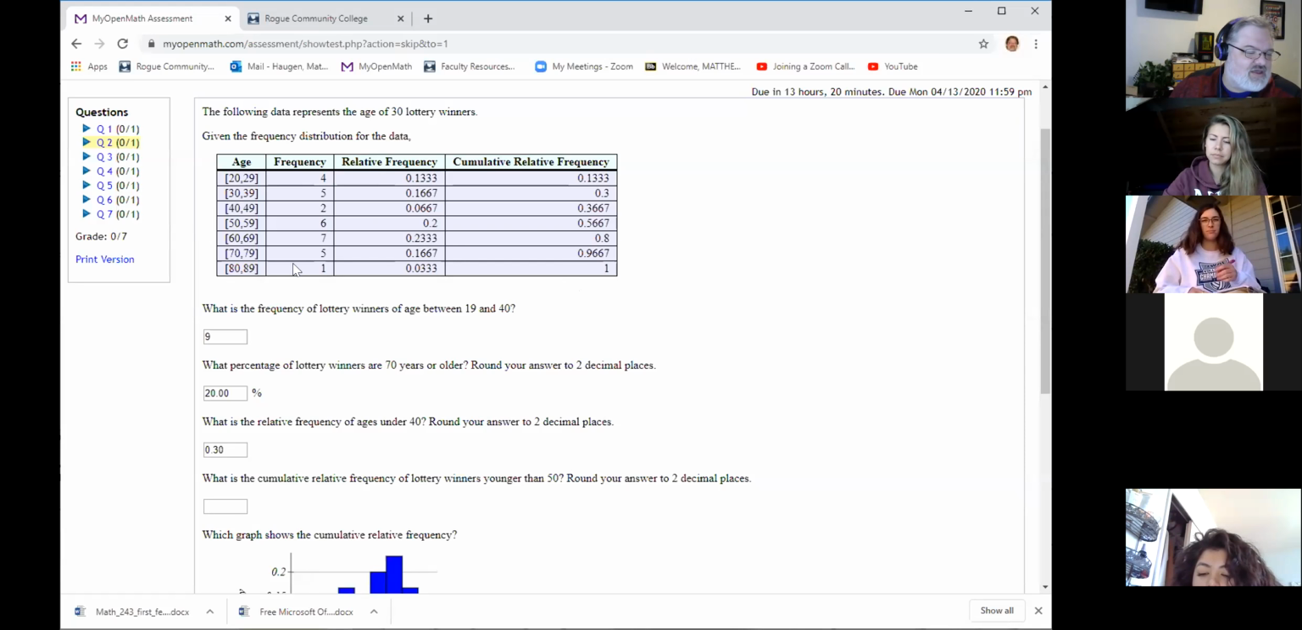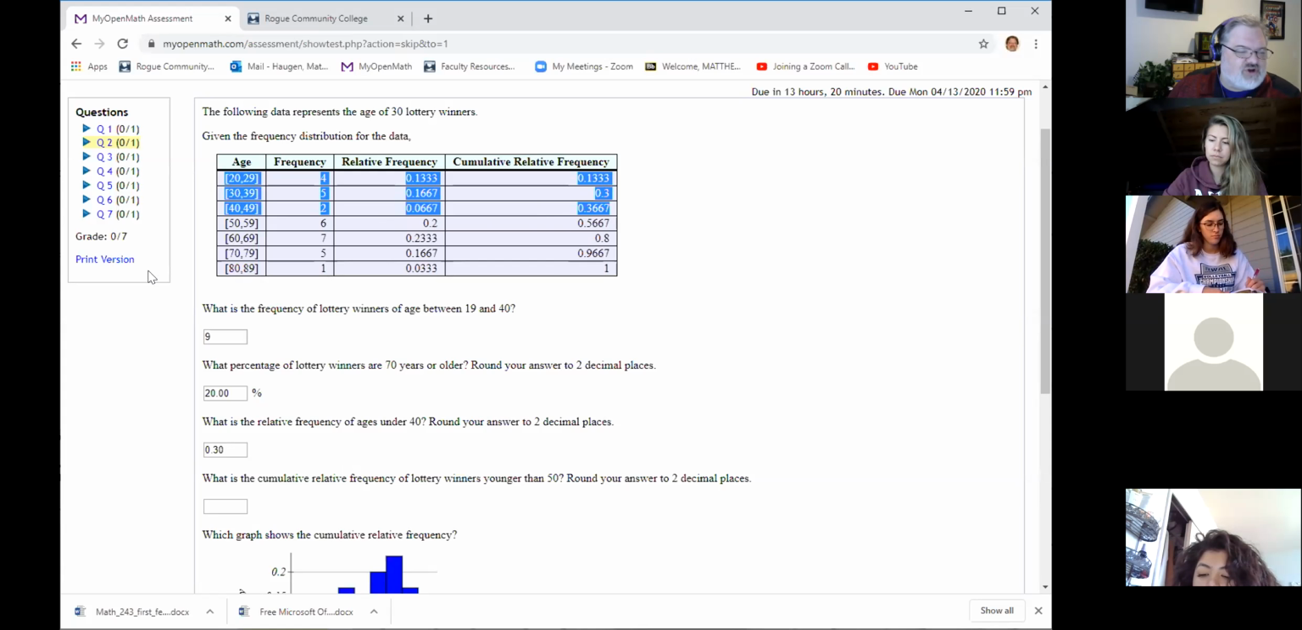Okay. Let's see, cumulative relative frequency younger than 50. Well, that's nice because we do have that chart for it. So younger than 50 would be these 3, so in the 20s, 30s, and 40s. So if we wanted the cumulative frequency younger than 50, we can just take that cumulative frequency from right there on the table, or we could add those 3 together.